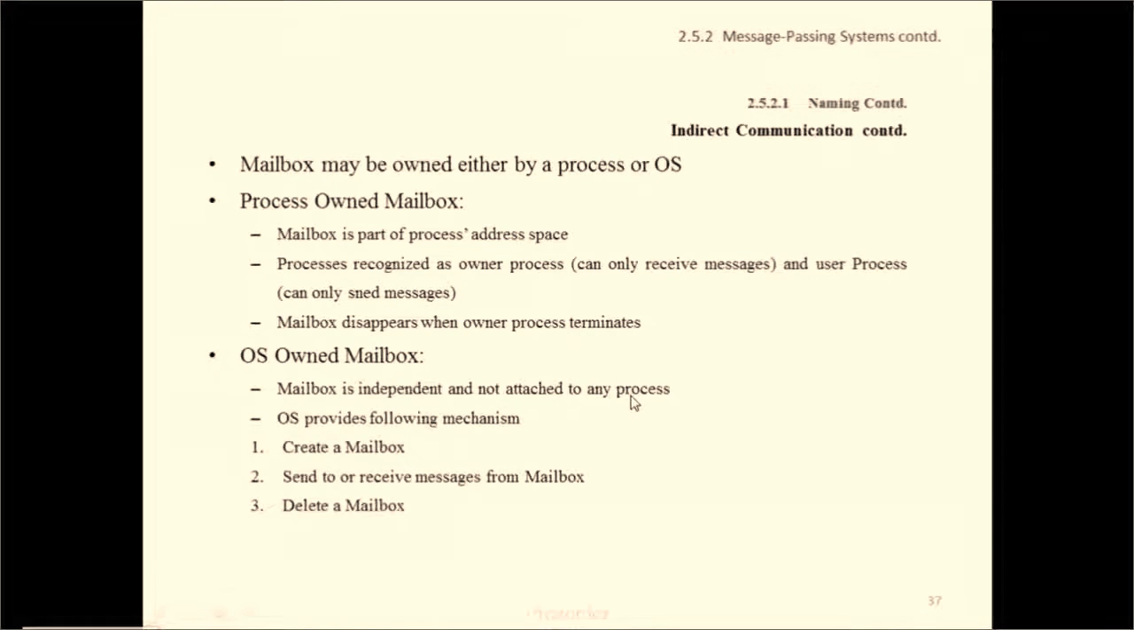The operating system provides the following mechanisms. It provides you other things: create a mailbox, send to or receive messages from a mailbox, delete a mailbox. Always compare these mailboxes with WhatsApp groups and think whether a WhatsApp group is process owned or operating system owned. That is, who is the owner, WhatsApp or you, if you have created the group.